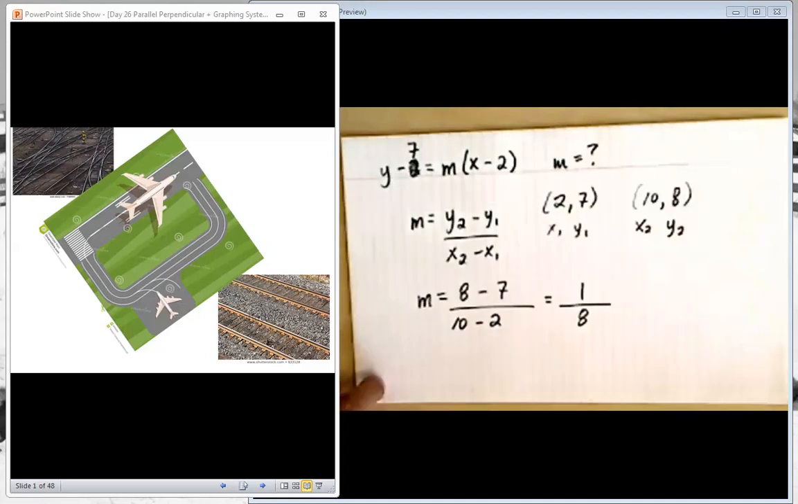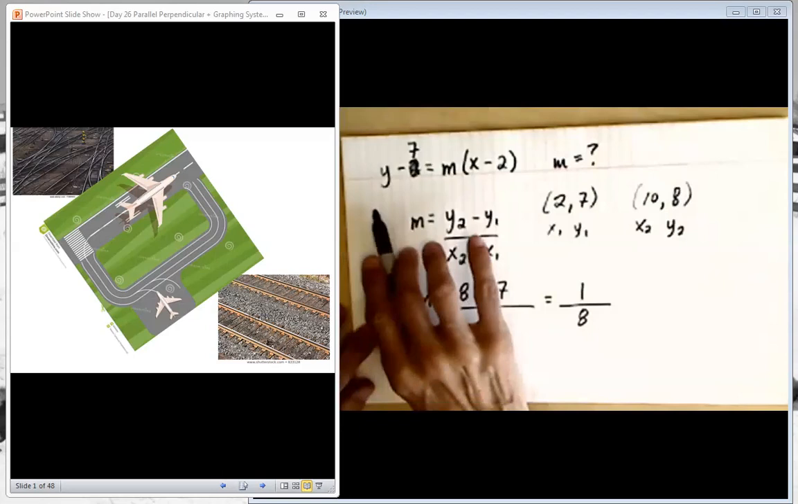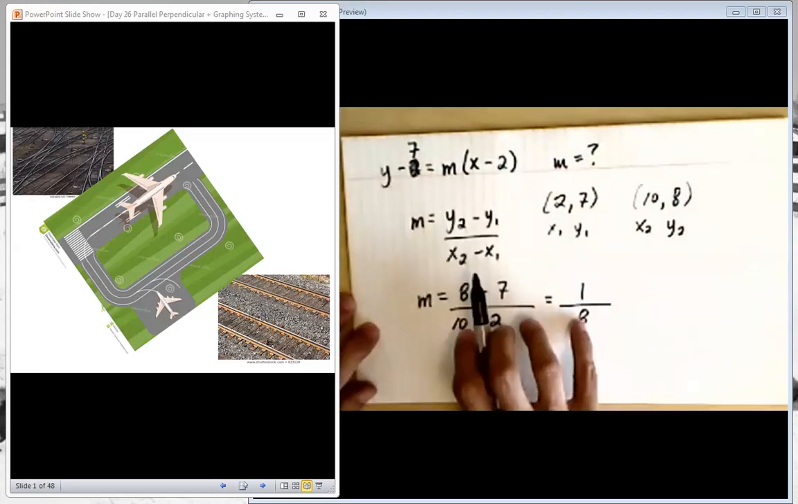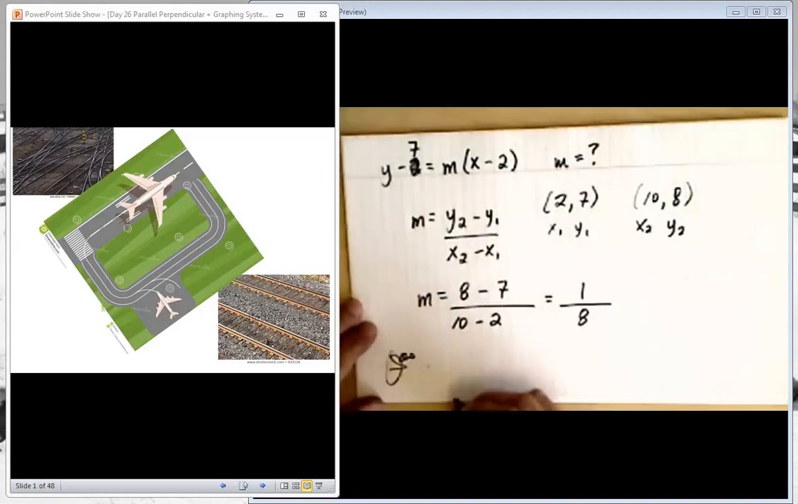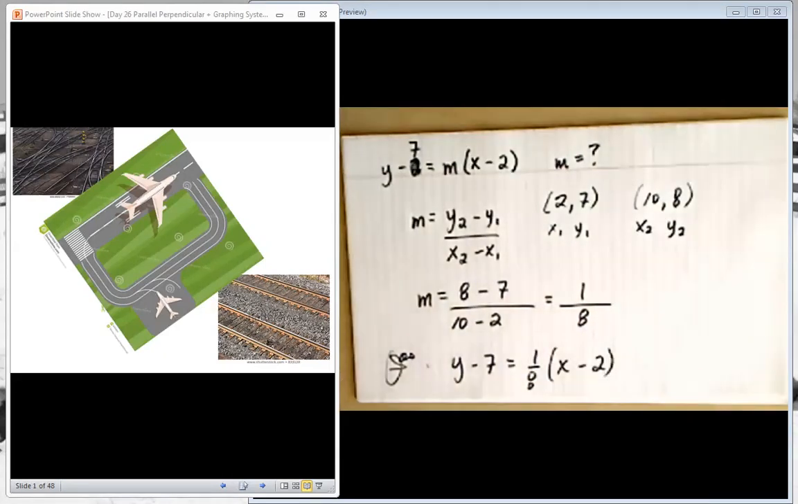So here's what we got. At the top, y minus 7. All we needed was this, the m, the slope. We got it. We put it in. Happy life. There we go. Final answer: y minus 7 is 1 over 8 times x minus 2, like that. Okay, takes care of that.